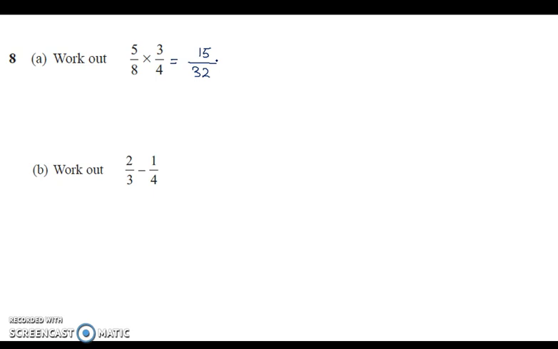Part B, we are looking at subtracting. So adding and subtracting, we need to have, before we start the question, what's called a common denominator. And if you know that the denominator is the lower part of the fraction, it's the number on the bottom, we need a common one of these. Okay, so we've got to think, what do 3 and 4 both go into? What can we change 3 and 4 into to make them the same? Well, 12. 3 and 4 both go into 12, so that can be our common denominator.